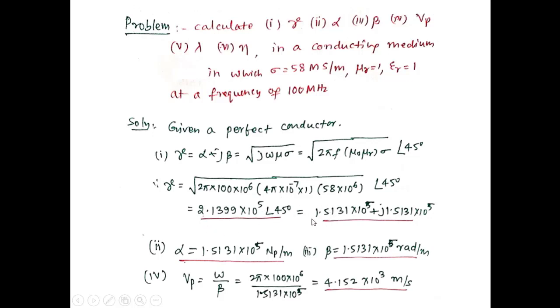You convert this polar to rectangular, you will get 1.5131 into 10 raised to 5 plus j into 1.5131 into 10 raised to 5. Therefore, you will get alpha is equal to 1.5131 into 10 raised to 5 Neper per meter, and beta is equal to 1.5131 into 10 raised to 5 radian per meter, and Vp is equal to omega by beta is equal to 2 pi into 100 into 10 raised to 6 divided by 1.5131 into 10 raised to 5 is equal to 4.152 into 10 raised to 3 meter per second.